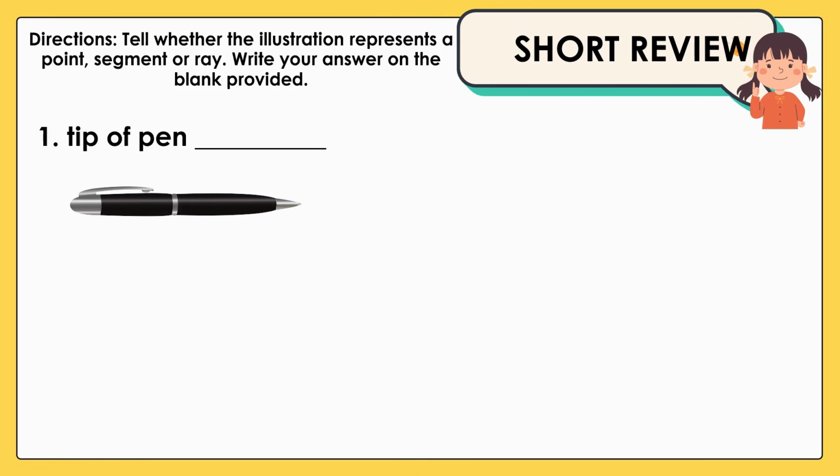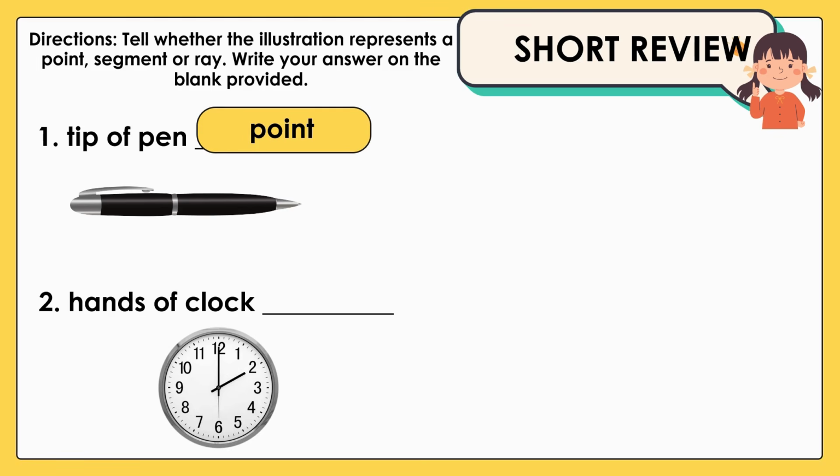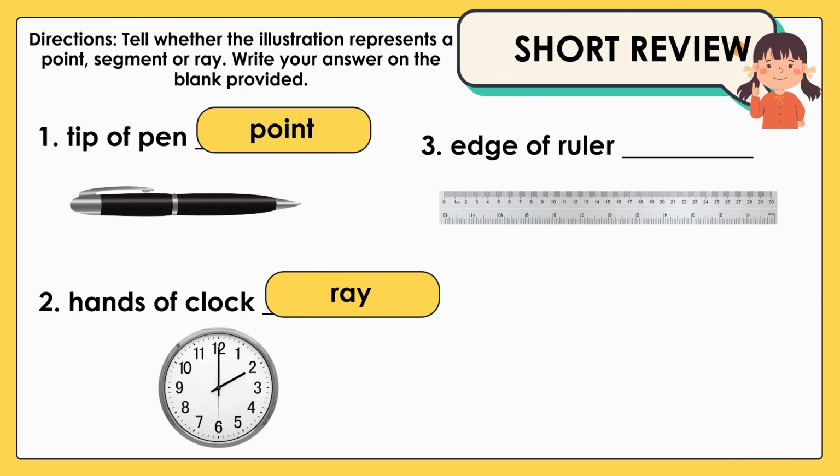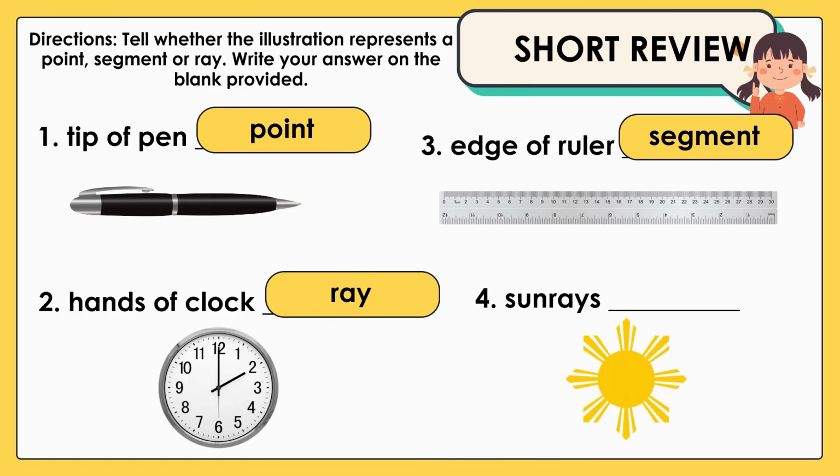Number 1, tip of pen. The answer, point. Number 2, hands of clock. The answer, ray. Number 3, edge of ruler. The answer, segment. Number 4, sun rays. The answer, ray.